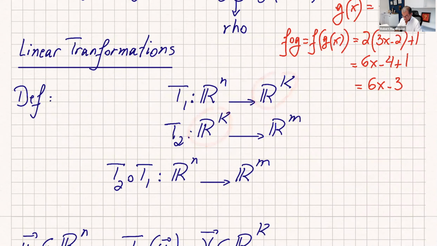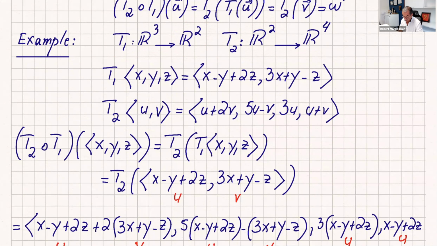We have a transformation from R3 to R2 and another one from R2 to R3. Make sure these are the same: the codomain of the first one has to be the same as the domain of the second one for composition. So these are our transformations. T1 of x, y, z is x minus y plus 2z, 3x plus y minus z, and T2 of u, v is u plus 2v, and the second component 5u minus v, 3u, and u plus v, and it's in R4.